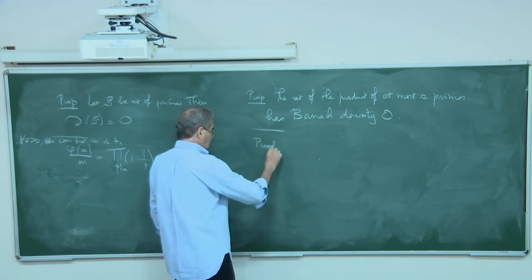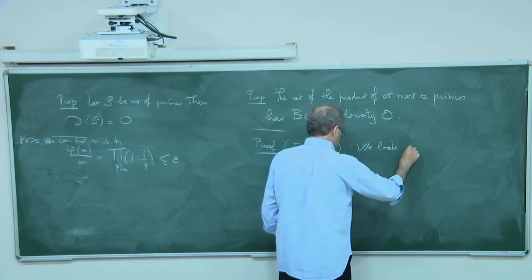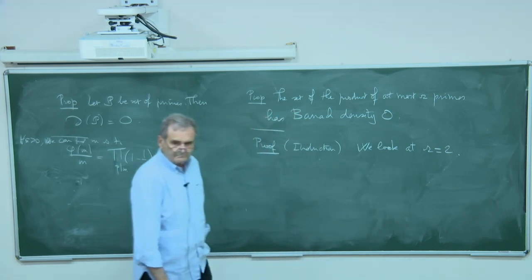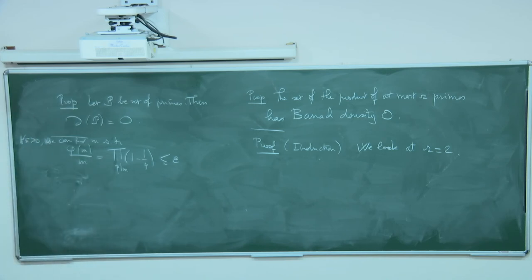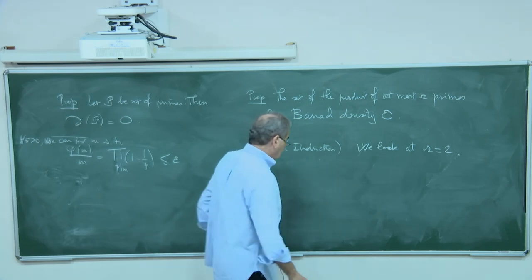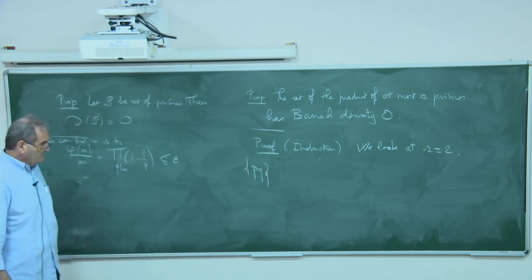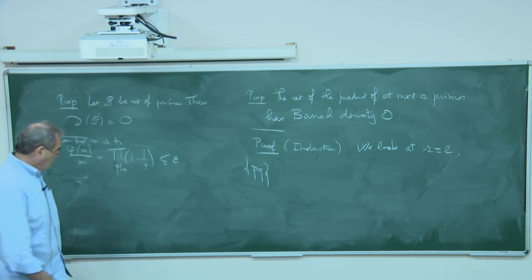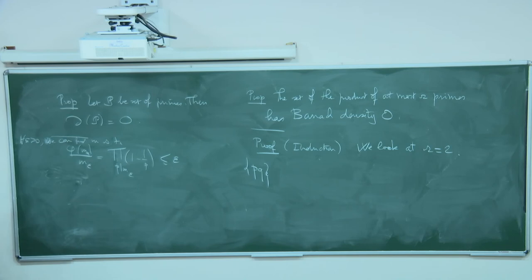The proof is by induction, and we look at r equal to 2. If you know how to go from 1 to 2, you know how to go from 2 to something else. The trick is just the one we need. So you take products of two primes, pq. This is the set of pq. Now you may choose epsilon such that, as before, phi of m_epsilon divided by m_epsilon is less than epsilon. We'll be interested in that.